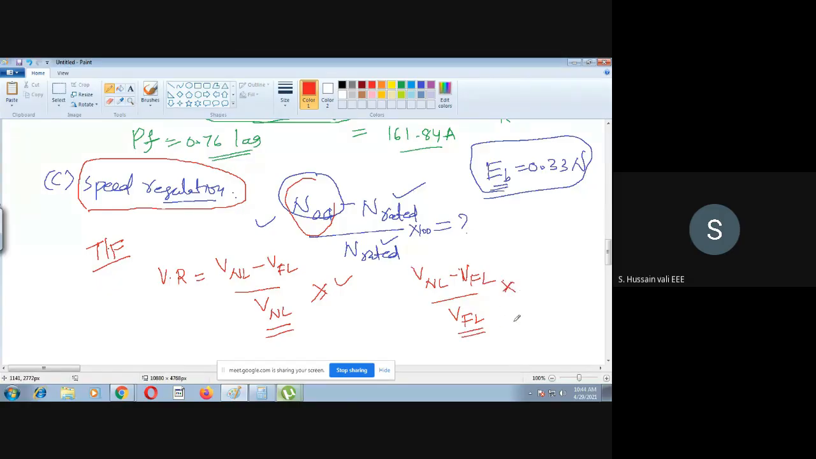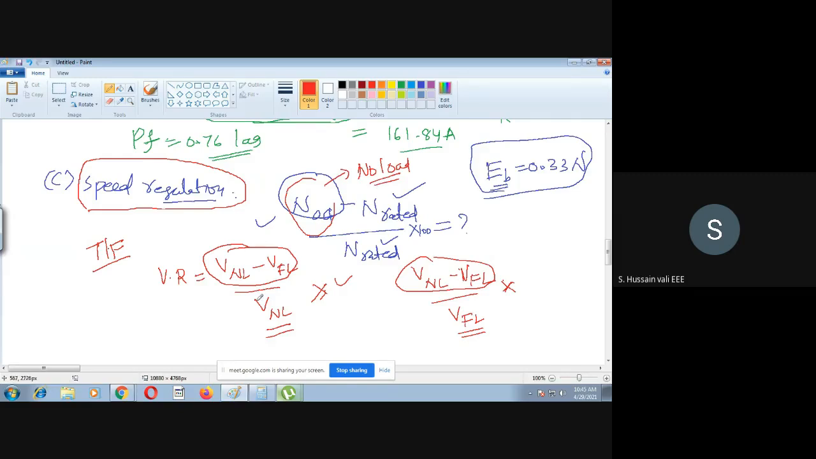This is to understand. But one thing is common in both cases. The numerator part is common. What is the numerator part? No load minus full load. Am I correct? So here also the same thing. The actual speed you have to find out with respect to no load. Am I correct or not? Now you understood this? You have to find out with respect to no load.